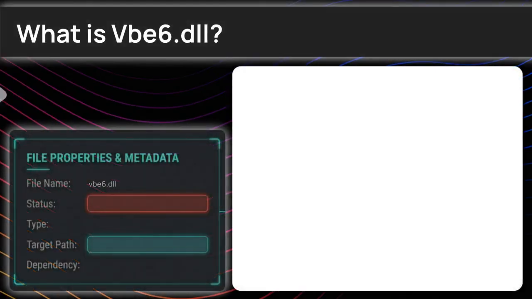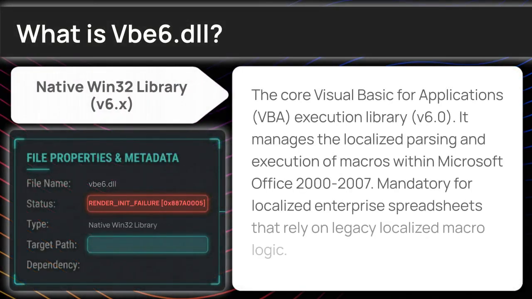This is the vbe6 Library, the core Visual Basic for Applications, VBA Execution Library v6.0. It manages the localized parsing and execution of macros within Microsoft Office 2007. Mandatory for localized enterprise spreadsheets that rely on legacy localized macro logic.